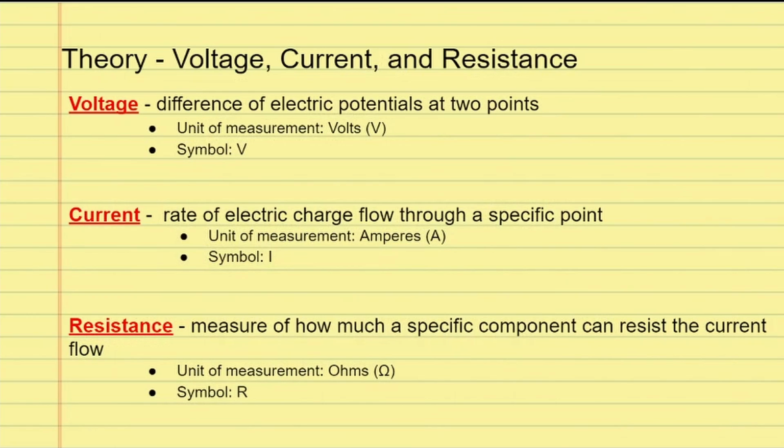Current is the rate of electric charge flow through a specific point. The unit of measuring current is amperes, and letter I stands for current. Resistance is the measure of how much a specific component can resist the current flow. The resistance is measured in ohms. Letter R stands for resistance.